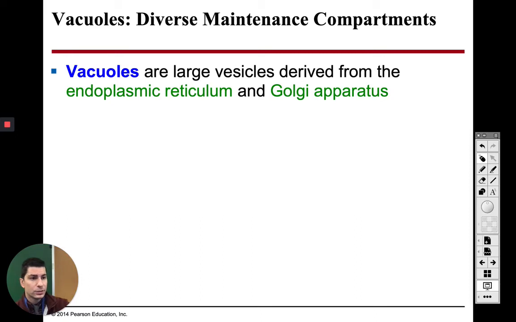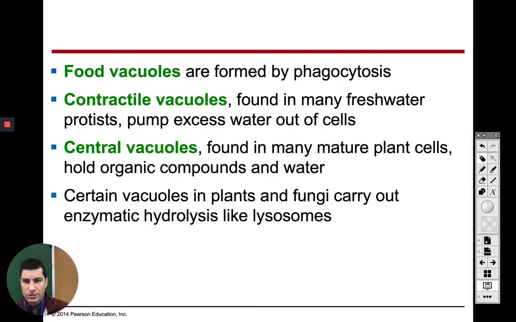Moving forward to the vacuole. The vacuoles are going to be large vesicles. They're no longer going to be used to transport proteins, but they kind of have the same shape, especially in our cells. Plant cells are a little bit different. But anyway, we're going to talk about some different vacuoles.